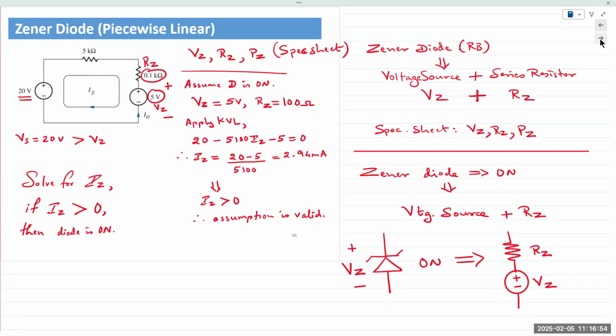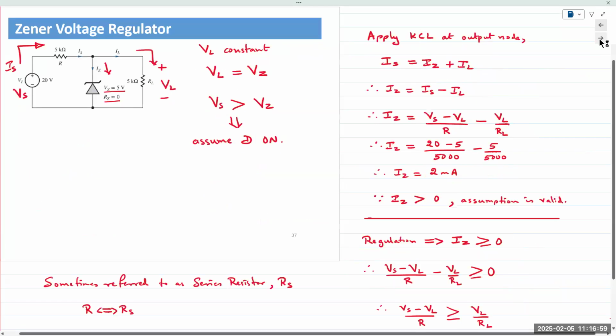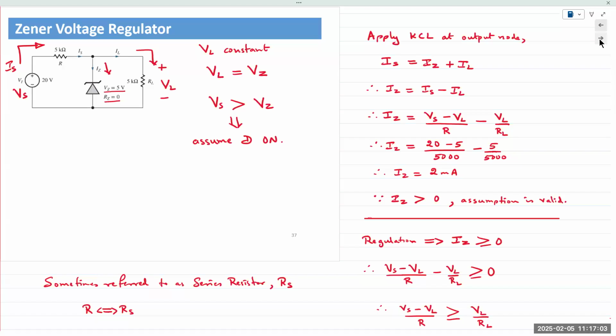All right. Well, then let's look at the Zener application as a voltage regulator. This is by far the most important application. So before I begin explanation of the analysis, let's simply look at how the regulator would work.